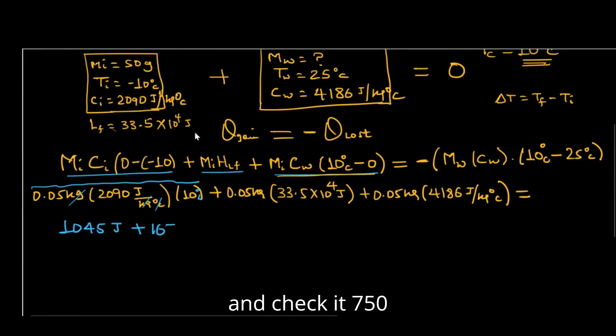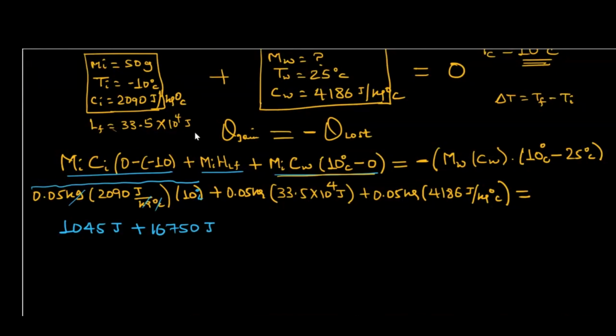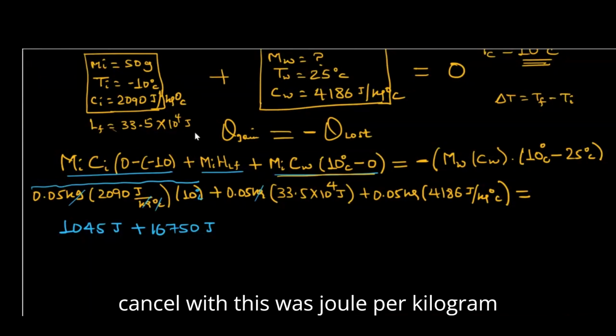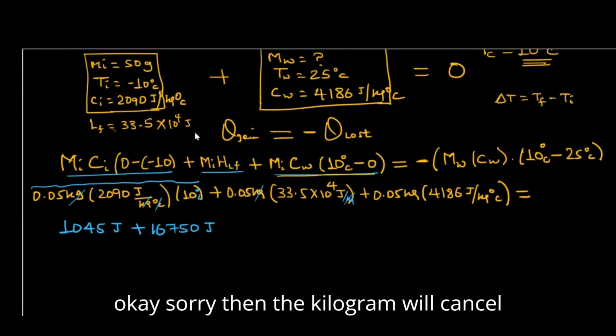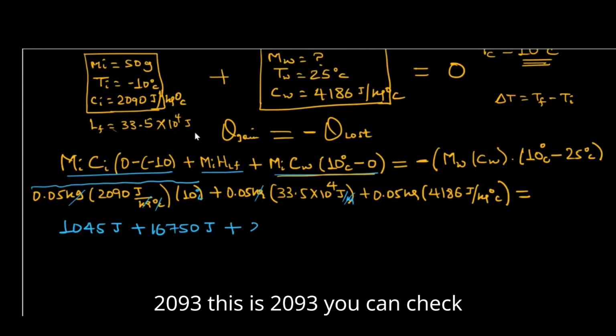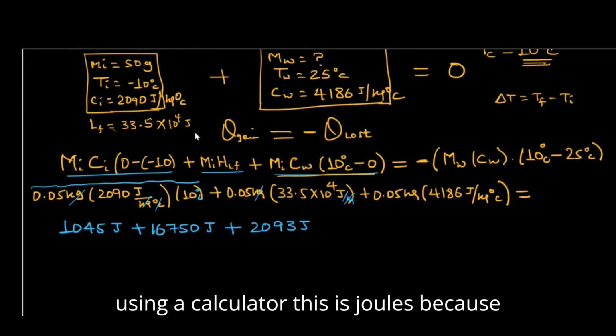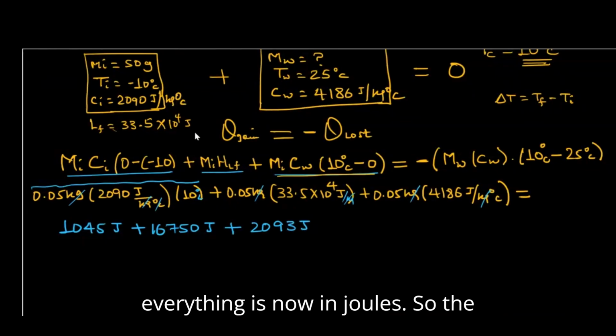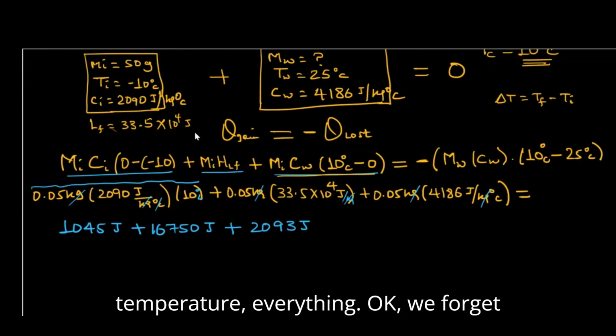Use your calculator and check it. Still, the kilogram will cancel with the joule per kilogram, and then joules. Plus the last one is 2093. You can check using a calculator. This is joules, because everything is now in joules. So the temperature, everything. Okay, we forgot the temperature here.